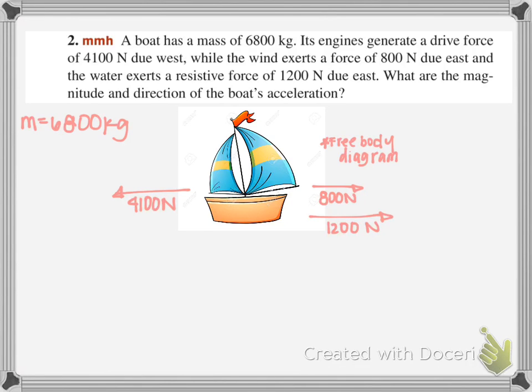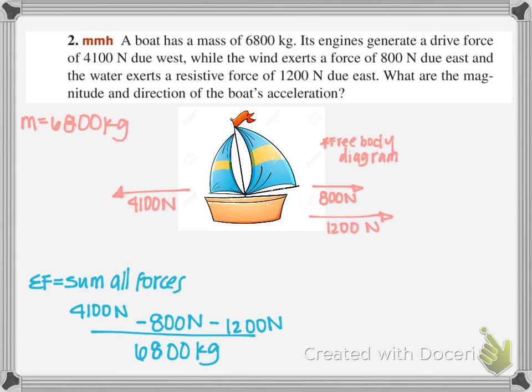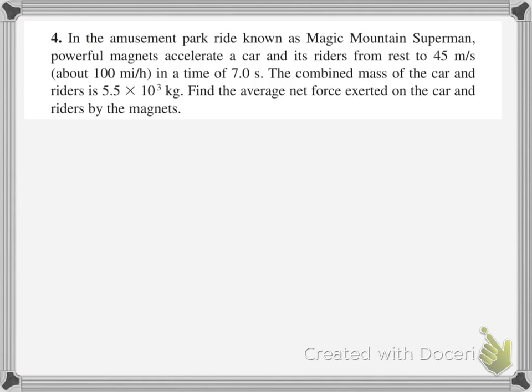Now you have to draw a free body diagram, which is the representation of all the forces, as can be seen already drawn. So then you have to do 4,100 newtons, which is a positive force because that's the way that the boat is going, minus 800 newtons, minus 1,200 newtons, over your mass. It will give you your acceleration of 0.31 meters per second squared, and since it is accelerating and it's positive, it's due west. Let's look at another problem.